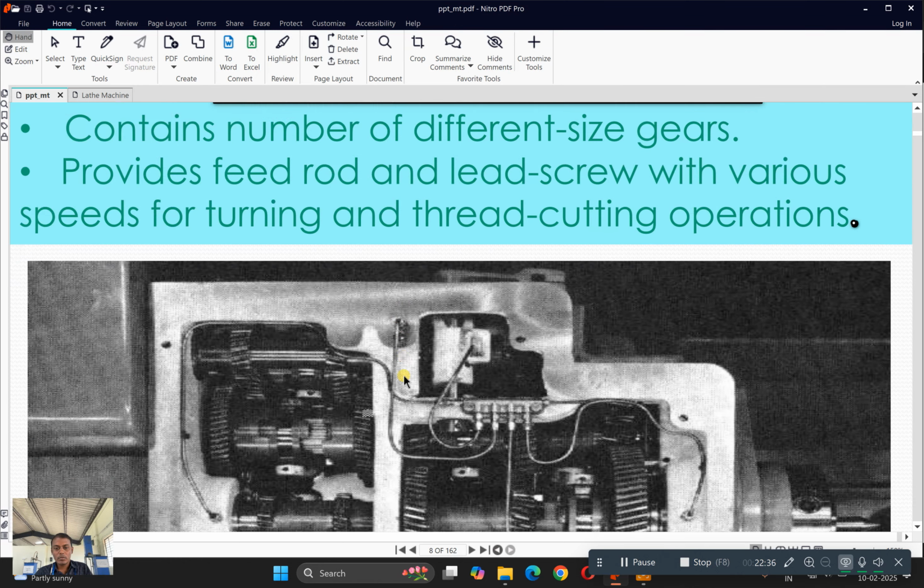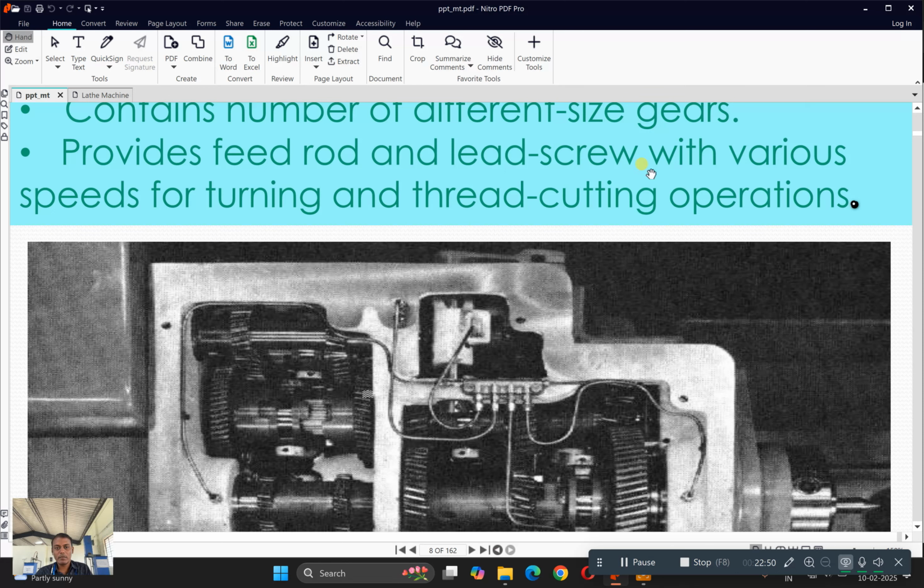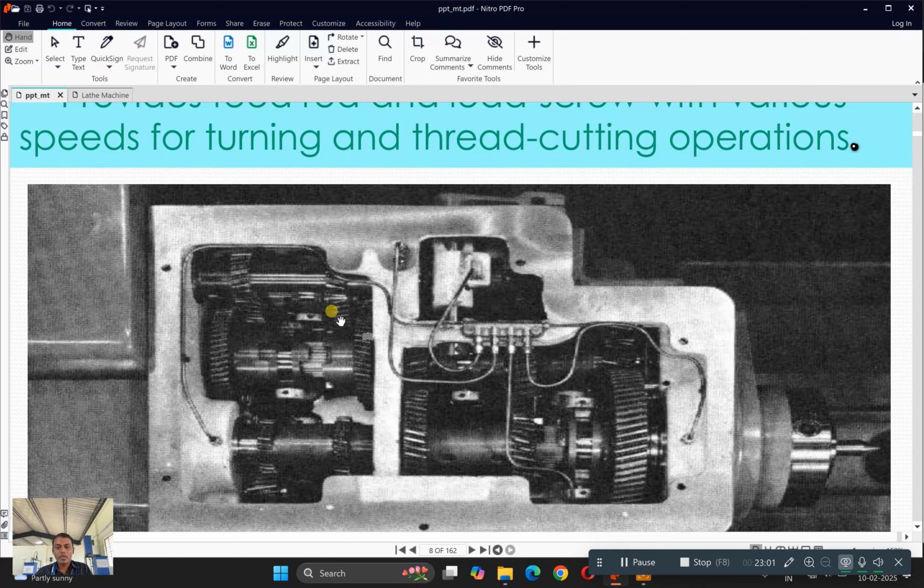The next one is the quick change gear mechanism. It contains a number of different sized gears and provides the feed rod and lead screw with various speeds for turning and thread cutting operations, okay. Usually we will be engaging the lead screw for thread cutting operations, and there is also a feed rod, okay. This feed rod is a rod which is used to provide power to your carriage. So you can see different sets of gear trains are available.